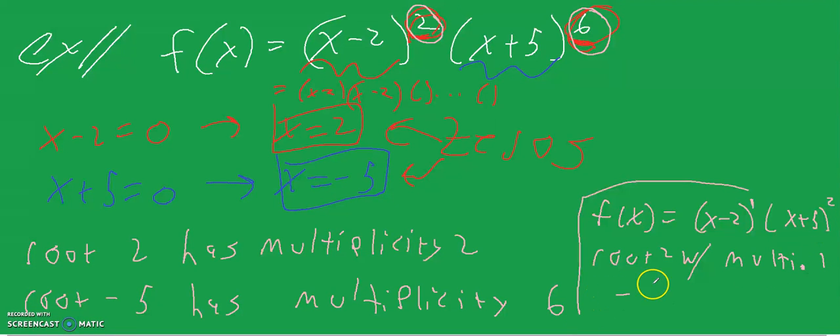And then -5 with multiplicity 2. Right, the -5 occurs twice, and the 2 occurs once inside of my function. Alright, let's do another example.